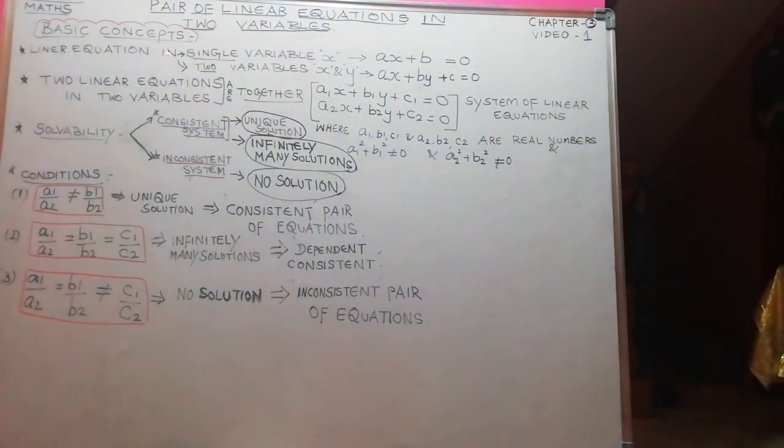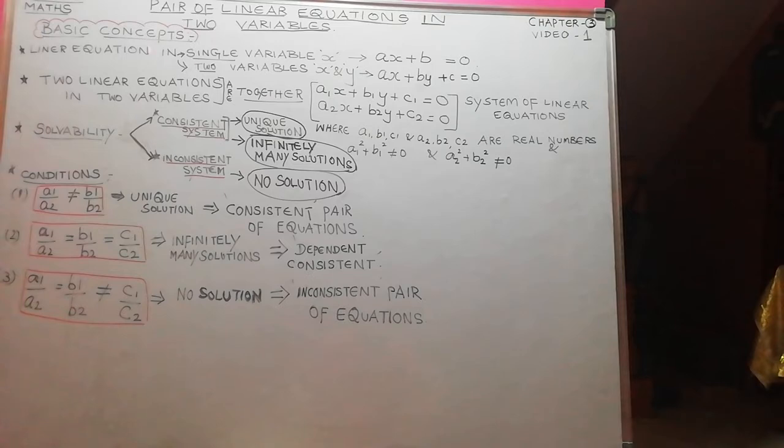Now, I'll teach you the basic concepts of pair of linear equations in two variables. First, let us recall what a linear equation in a single variable x is. You have already studied this in your lower classes. The linear equation in single variable x will be of the form ax plus b equal to 0. When you solve for x, x will be minus b by a.